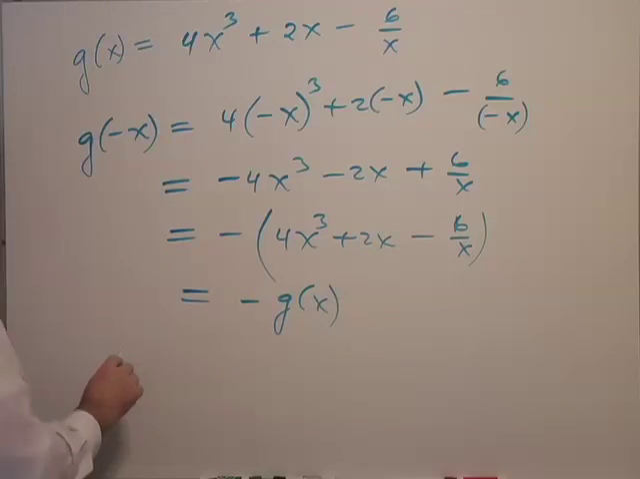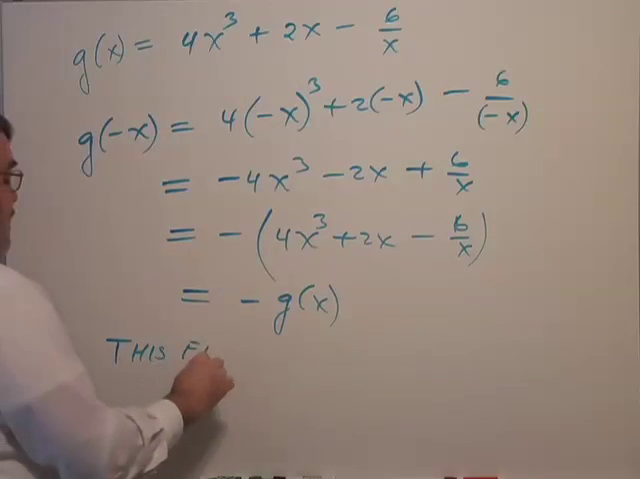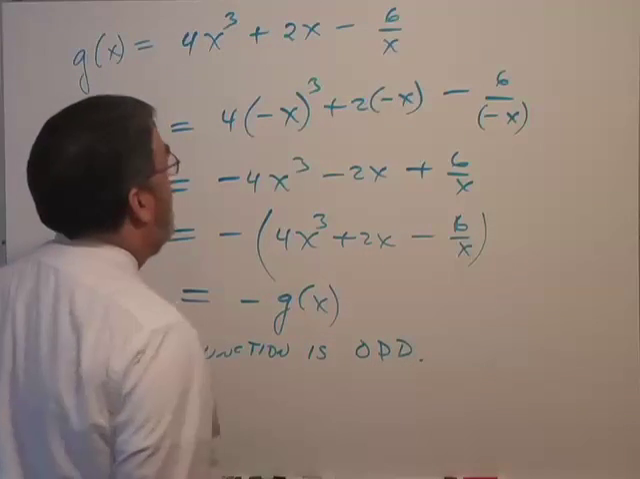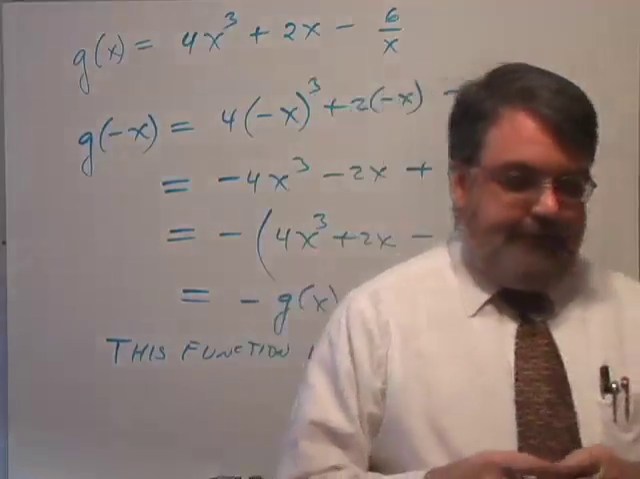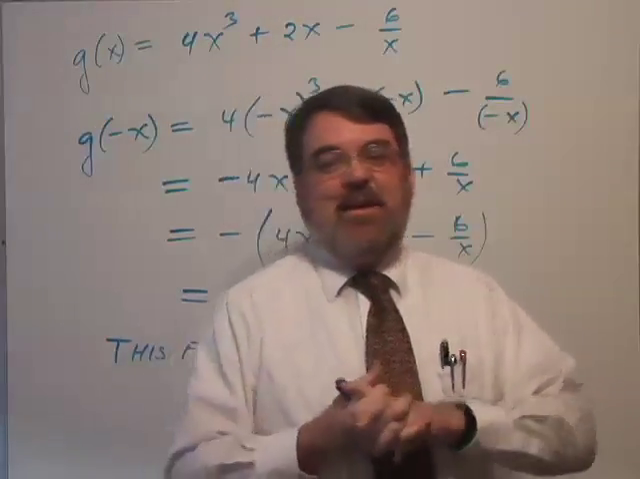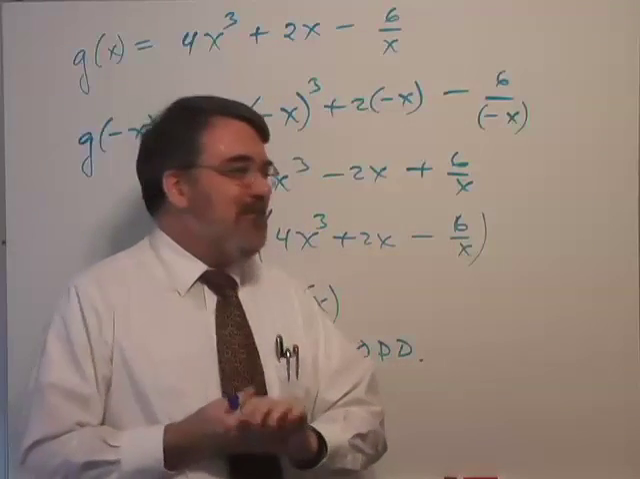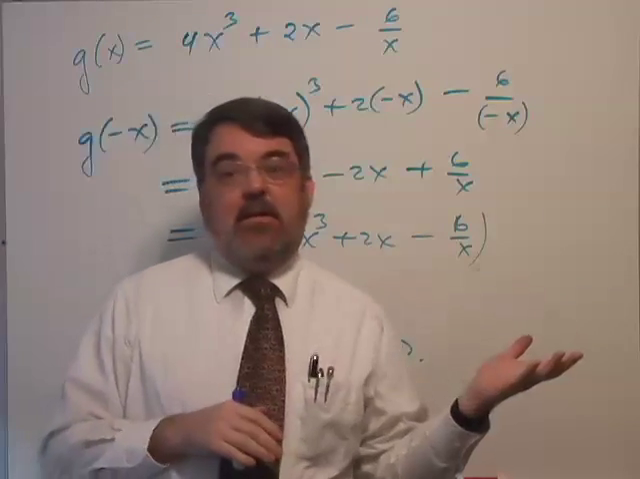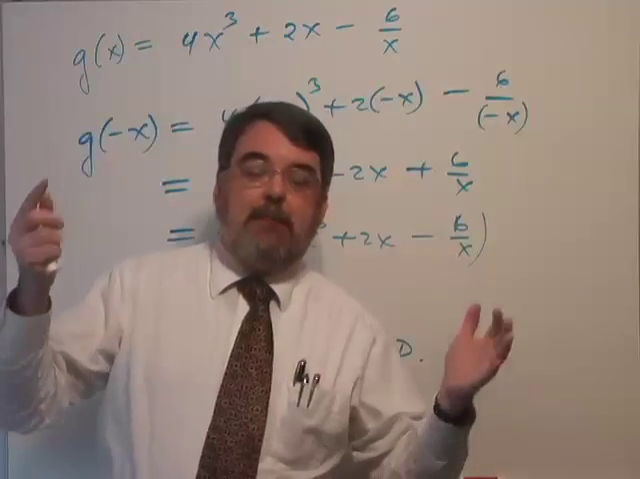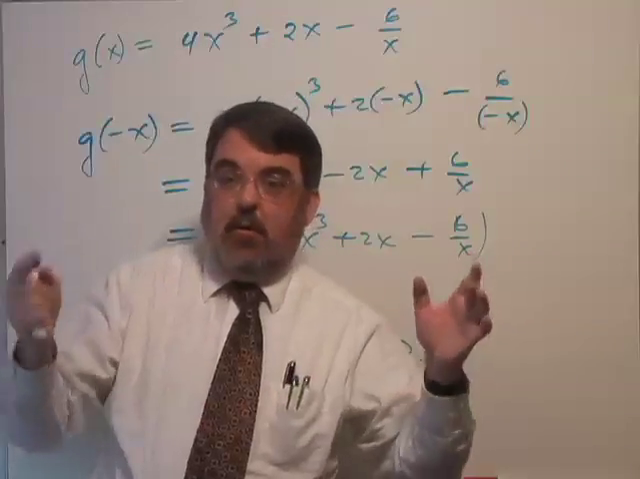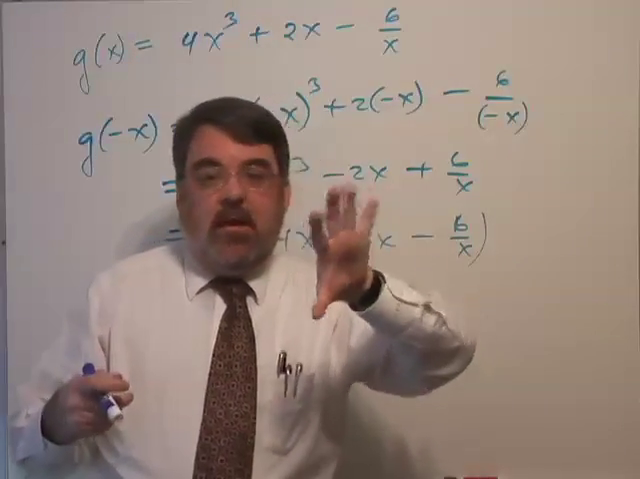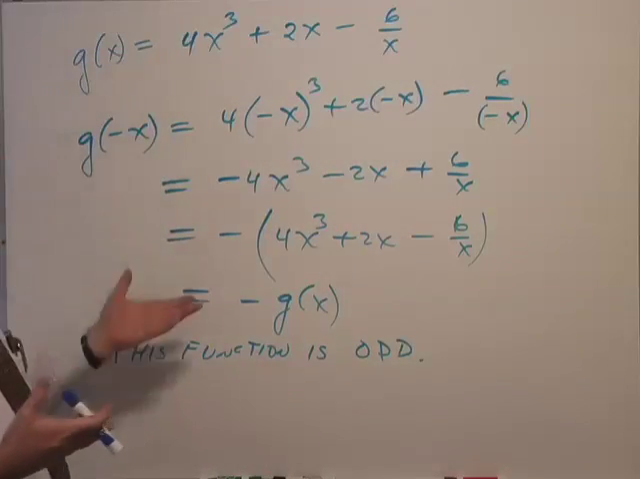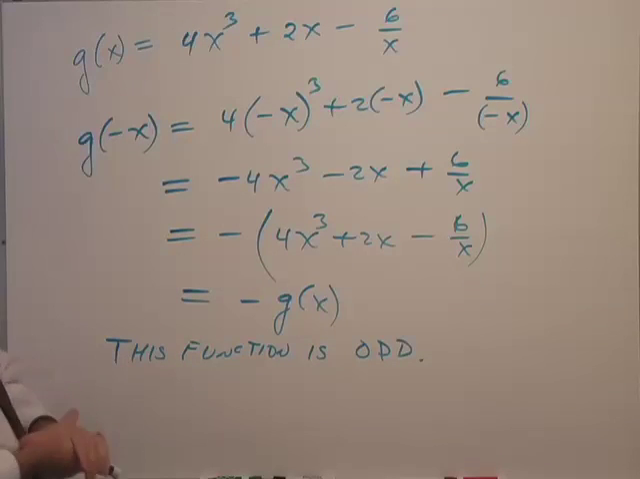So we need to write a conclusion. This function is odd. I'm not sure exactly what it would look like. I could guess at it, but it's odd, which means that the right side and the left side are going to be symmetric around the origin point. So if I rotated the right half around the origin 180 degrees, I get the left half. So that will be the aspect of the graph that will come out of this exercise here.